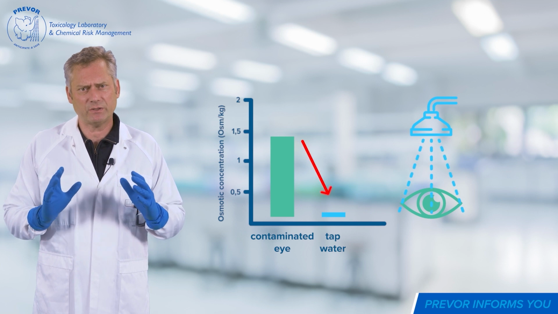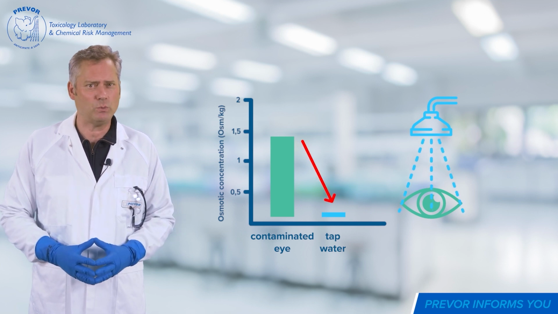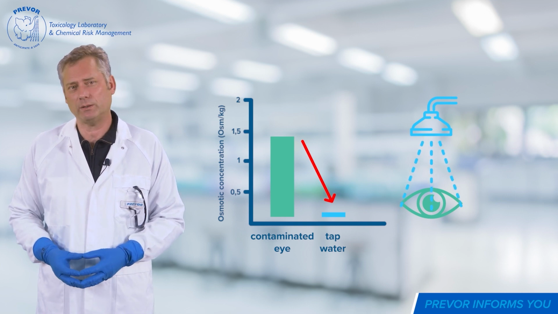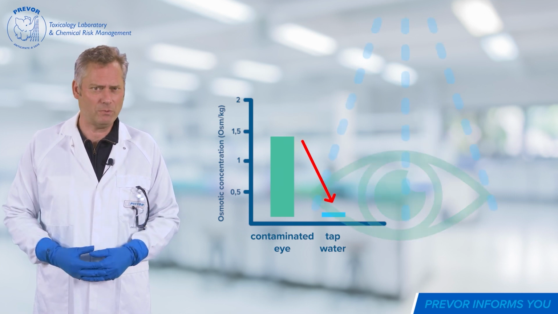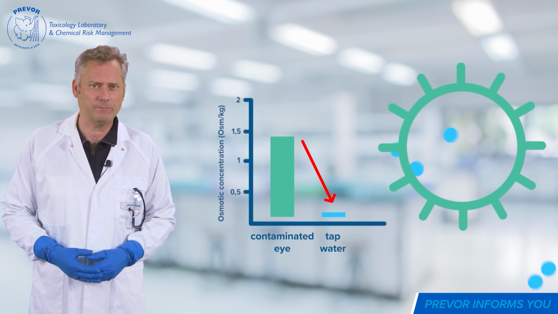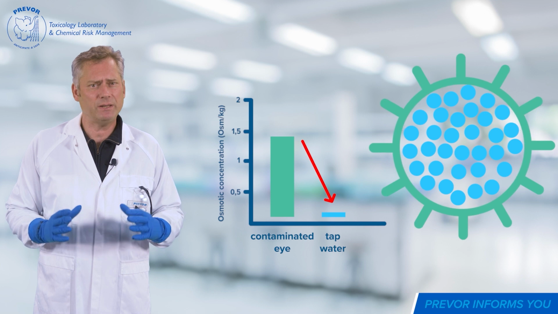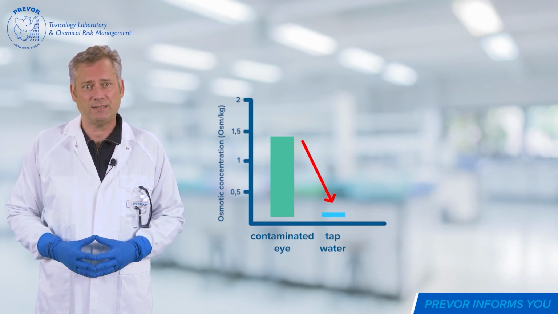But here the difference in osmotic concentration between the eye and the water is immense. 1.4 versus 0.1. Many water molecules enter the cells of the eye. Because there is little space to accommodate the water, the cells of the eye will eventually burst. This is what doctors call osmotic shock.